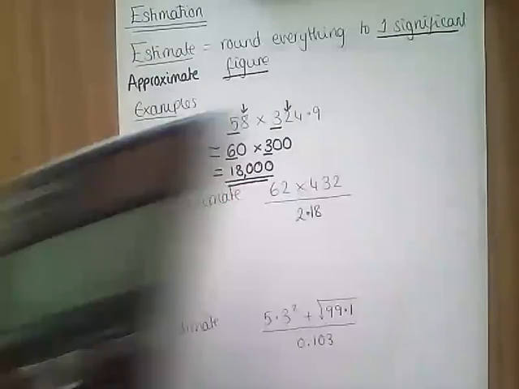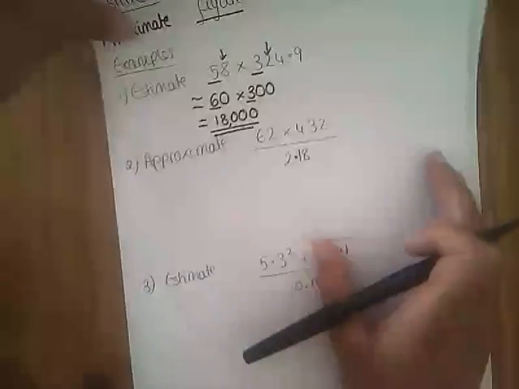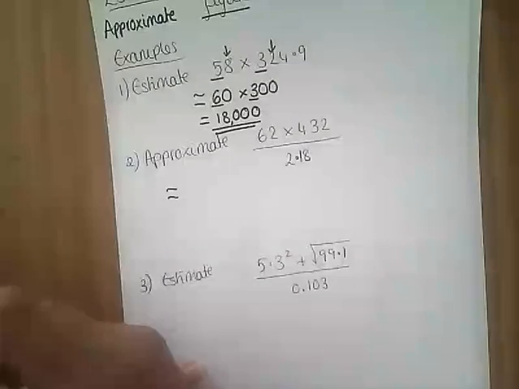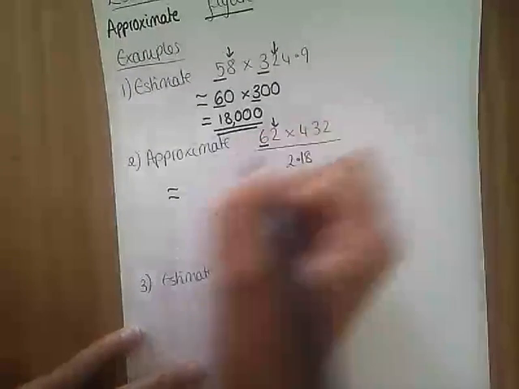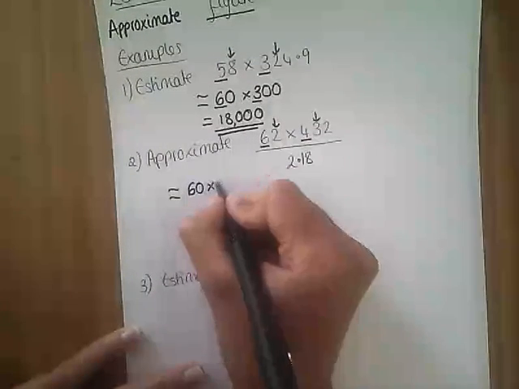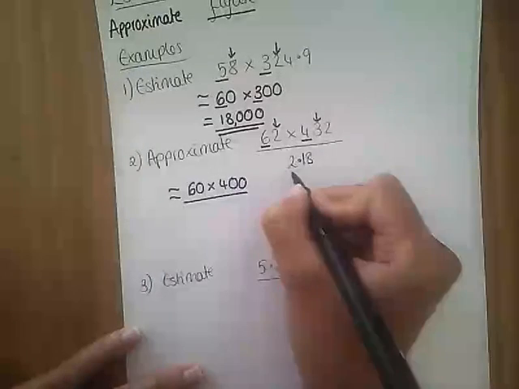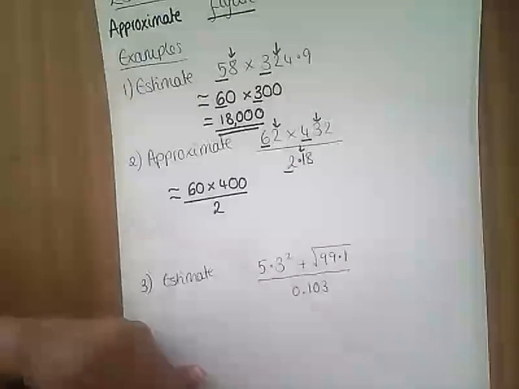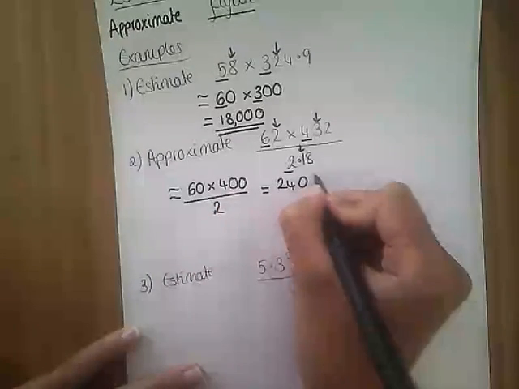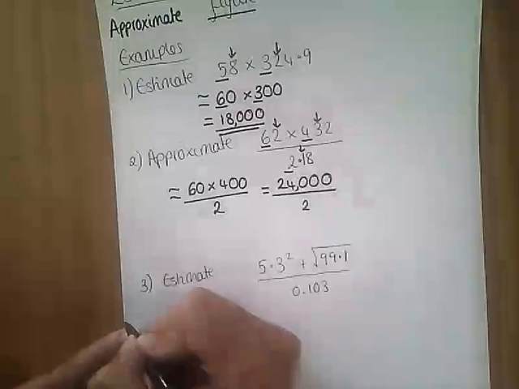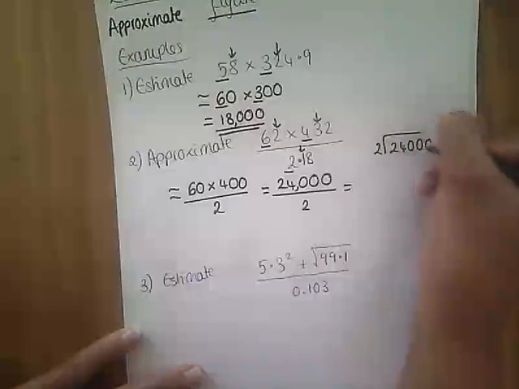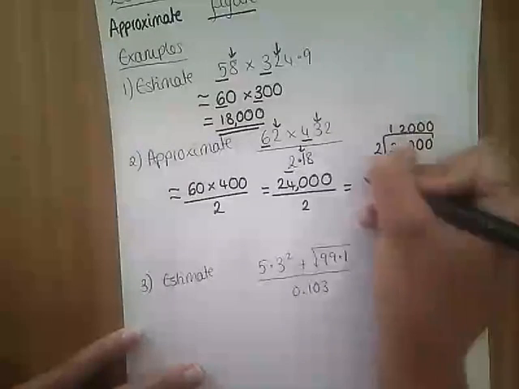Right, question 2. 62 times 432 divided by 218. So our first step, round everything to one significant figure. Here's our first significant figure. Number next door is not 5 or more, so that is 60. 432 rounds to 400. 218 rounds to 200. Then we do the calculations. 6 times 4 is 24, add 1, 2, 3 zeros, divided by 2. 24,000 divided by 2, you can do it in a bus stop if necessary, but hopefully everybody can halve 24,000 in their heads, is 12,000.